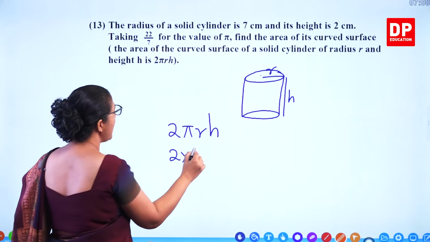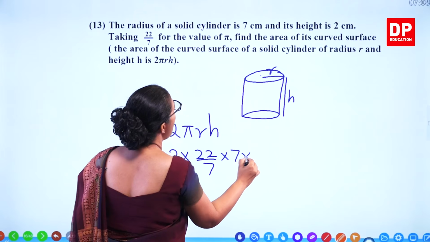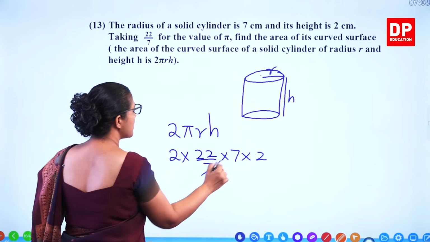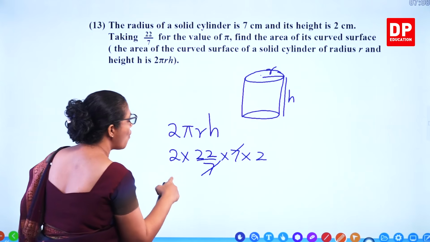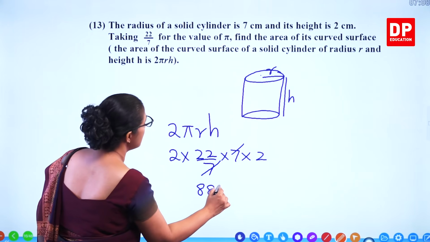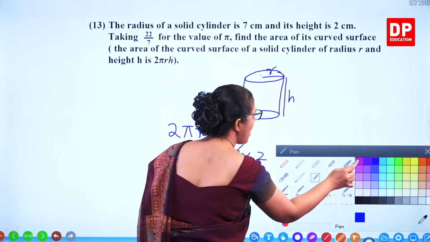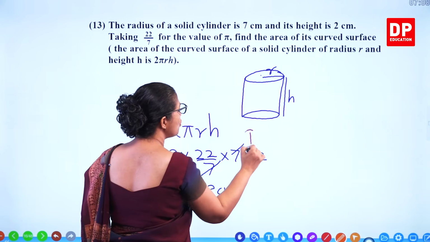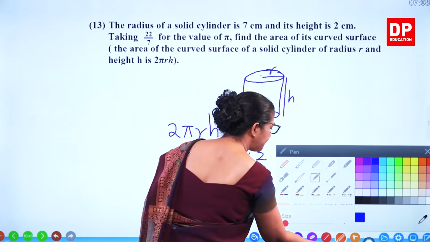2 into pi is 22/7. Radius is 7 and height is 2. 7 gets cancelled out. 2 times 2, 4. 4 times 22, that's 88 square centimeters. So 2 marks: substitute into the formula and get the correct answer.